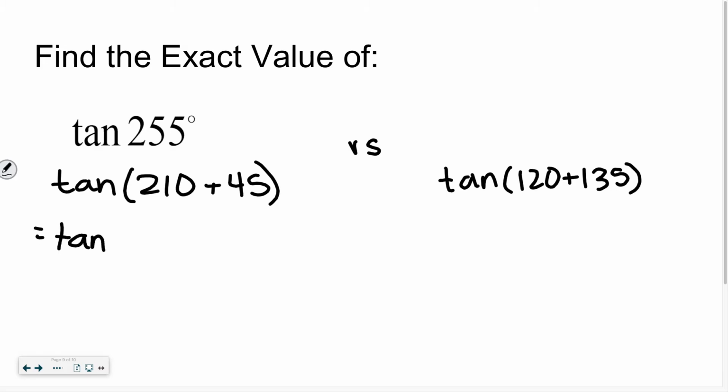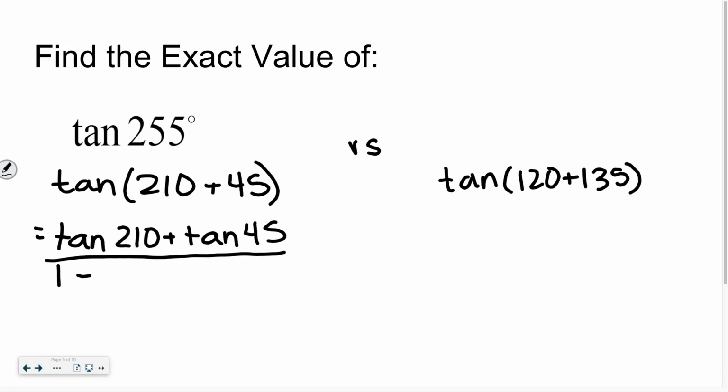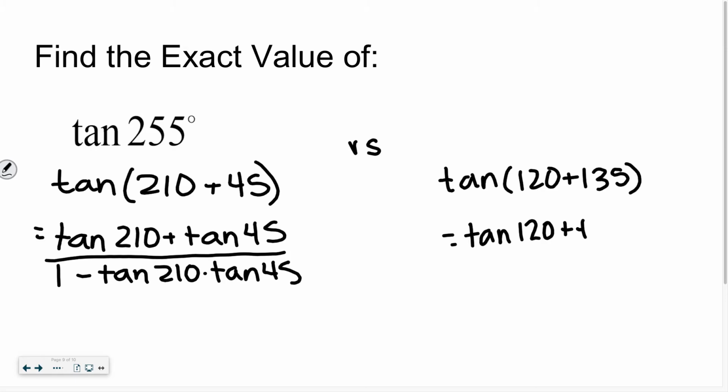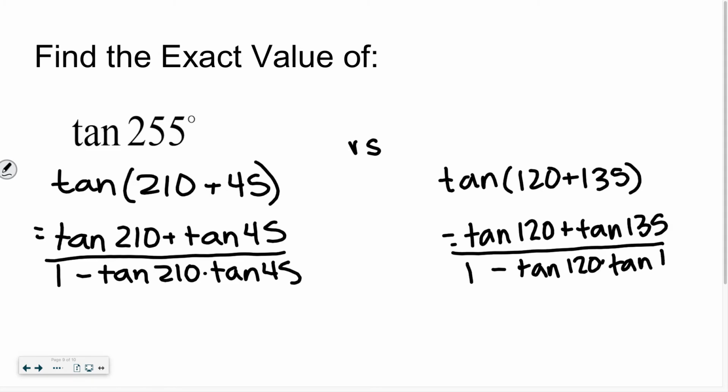Okay, this is going to be tangent 210 plus tangent 45 all over 1 minus tangent 210 times tangent 45. And this one, the formula is tangent 120 plus tangent 135 all over 1 minus tangent 120 times tangent 135. Holler at me if you notice that I missed a sign or an angle or something like that, because I made a sign error last hour, and I just don't think Emma will survive if I make a sign error today, okay? So I'm going to need you to yell at me if I make a mistake.